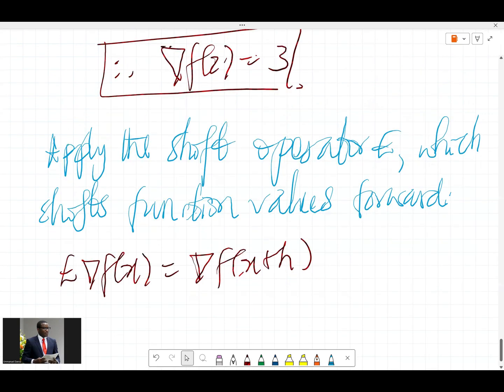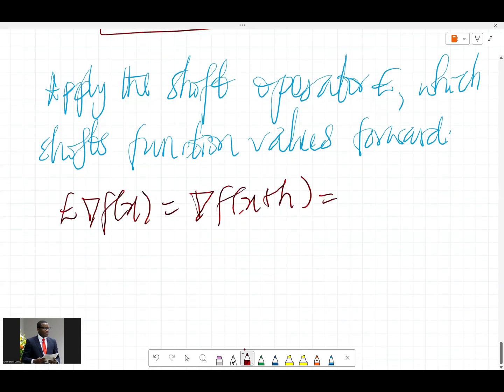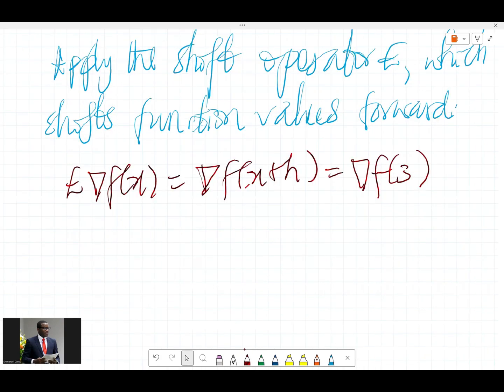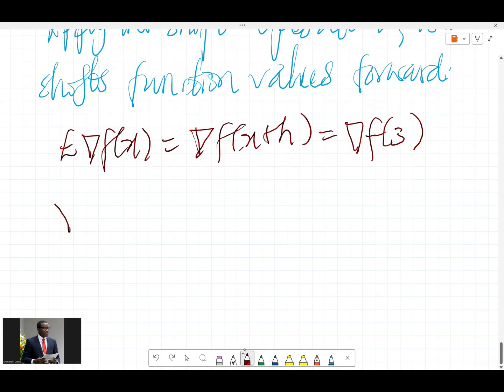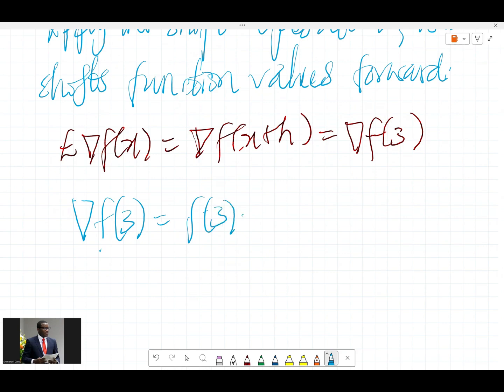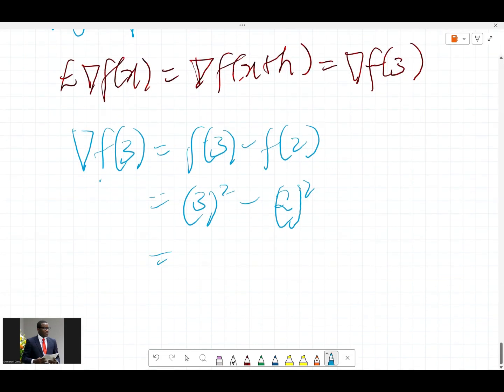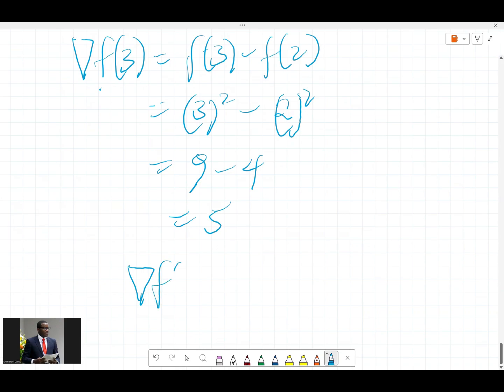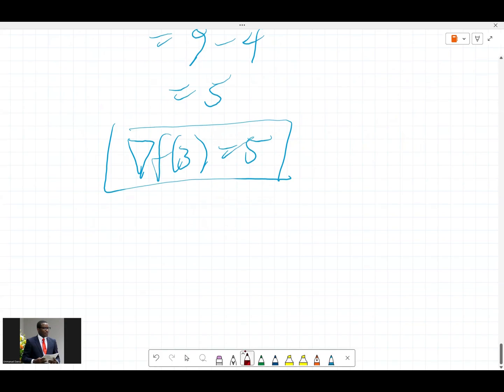As a result, instead of the backward difference of 2, we move to the backward difference of 3. The backward difference of the function at 3 is equal to f of 3 minus f of 2. That is 3 squared minus 2 squared, which is 9 minus 4, and that is 5. So again, the backward difference of f of 3 is equal to 5.